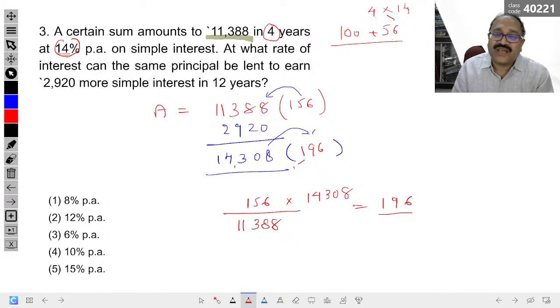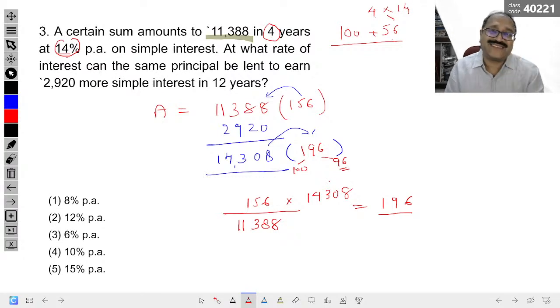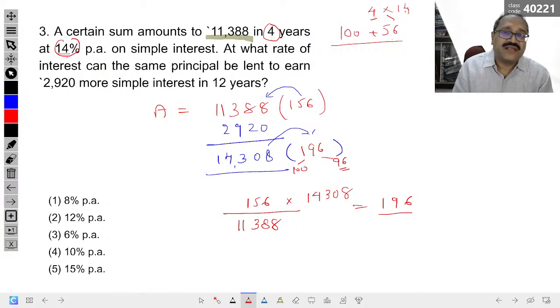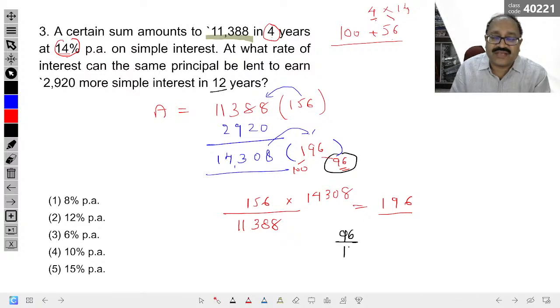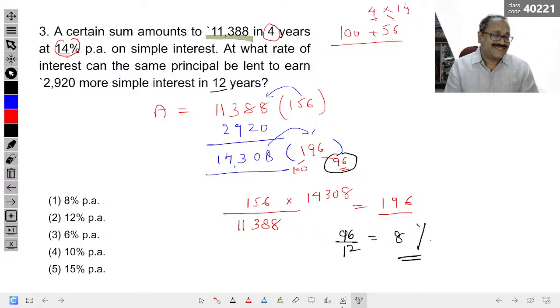So in which 100 is the principal and 96 is interest. And this interest, like 96% is the interest, it is nothing but the rate of interest into time. So this 96 is also rate of interest into time. So time is 12 years, then what is the rate of interest? So that is 96 divided by 12, which is 8, it is rate of interest.